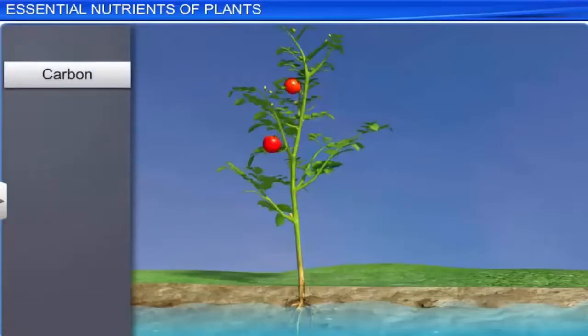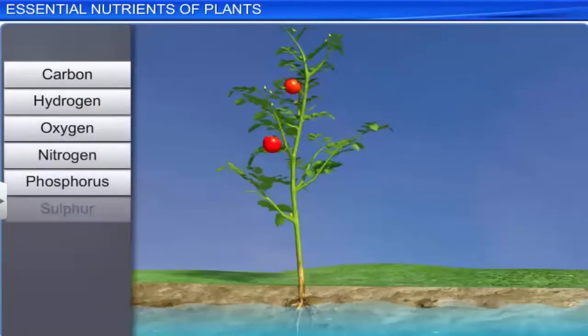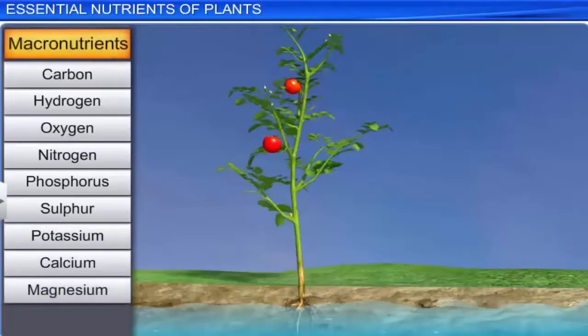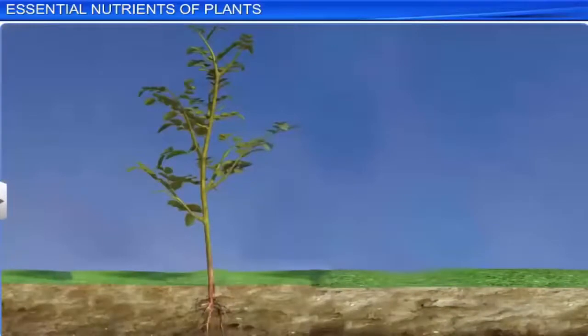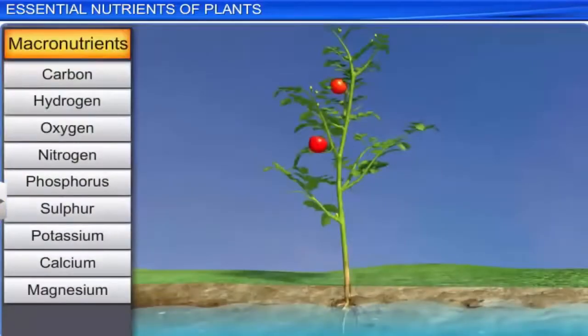Carbon, hydrogen, oxygen, nitrogen, phosphorus, sulfur, potassium, calcium, and magnesium are macronutrients. Plant tissues contain more than 10 mmol per kg of dry weight in macronutrients. Of these, carbon, hydrogen, and oxygen are mainly obtained from CO2 and H2O, while the others are absorbed from the soil.